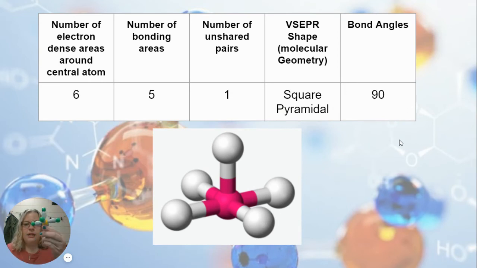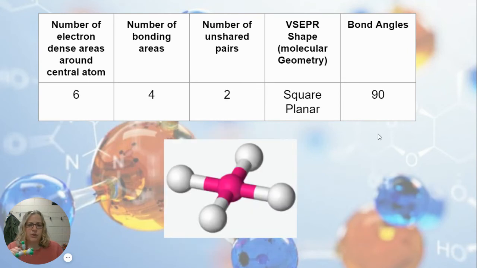If I have 5 bonding areas and 1 unshared pair on my central atom, I get a shape called square pyramidal. This is going to look like one of those Egyptian pyramids that you're used to seeing. They call it a square pyramid because it's got a square bottom and it looks kind of like a pyramid. So we take that octahedral shape, replace one of the bonds with an unshared pair, and the bond angles are going to be approximately 90 degrees. They might be squished a little bit, but they're close to 90.